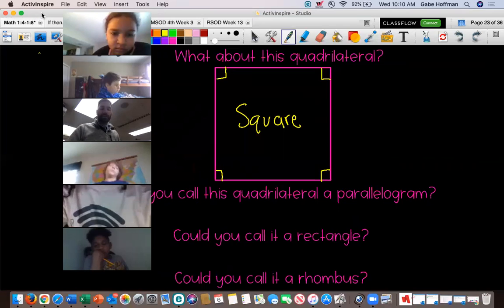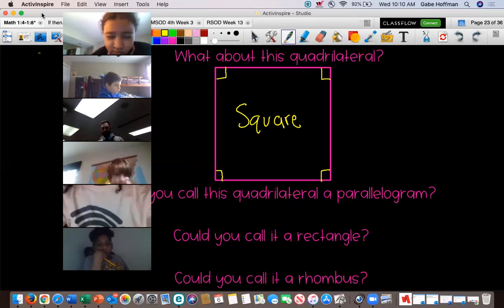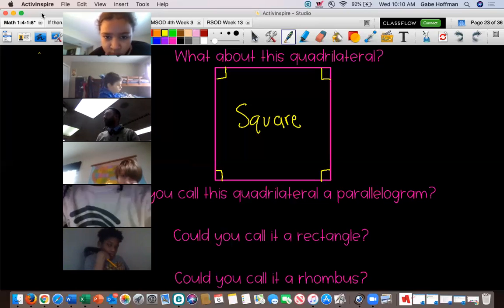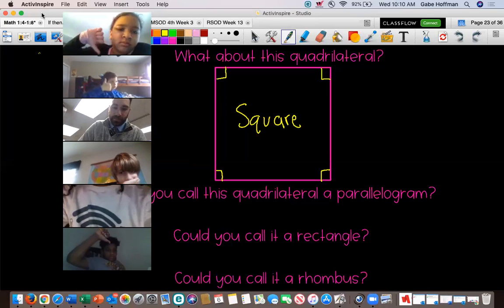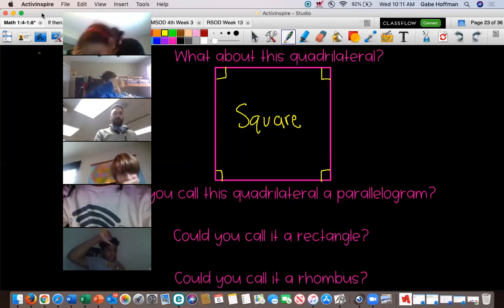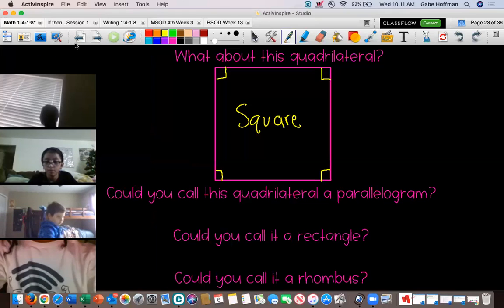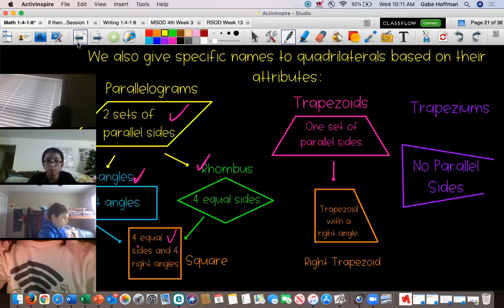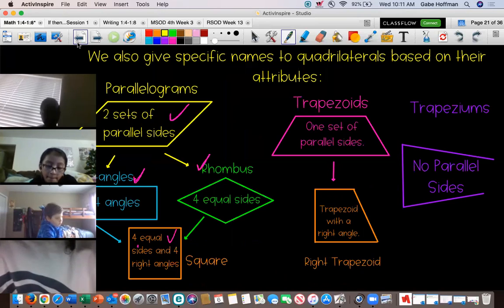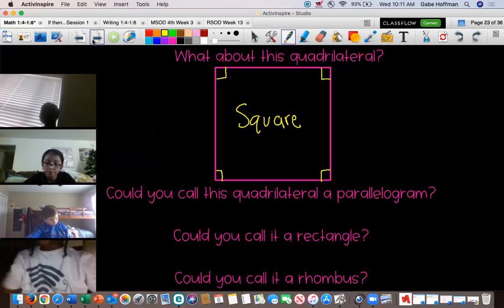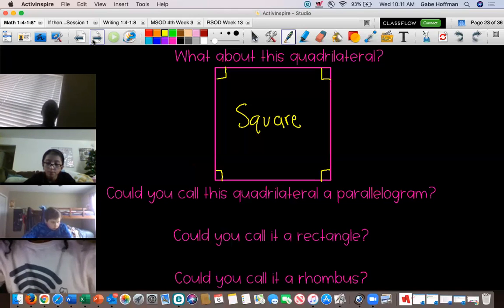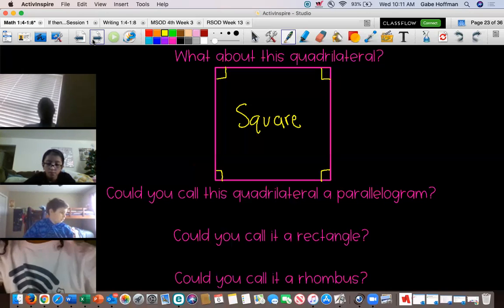What about a rhombus? Could we call that square a rhombus if we wanted to? Thumbs up or thumbs down? We have mixed reviews again. Ooh, this one's tricky. I'm going to go back to our chart. What does a rhombus have? Anybody can unmute and tell me. 4 equal sides. Does this square have 4 equal sides? Yes, it does. So could we call that square a rhombus? Yes. Is the best name for that a rhombus? No, it's square, right?